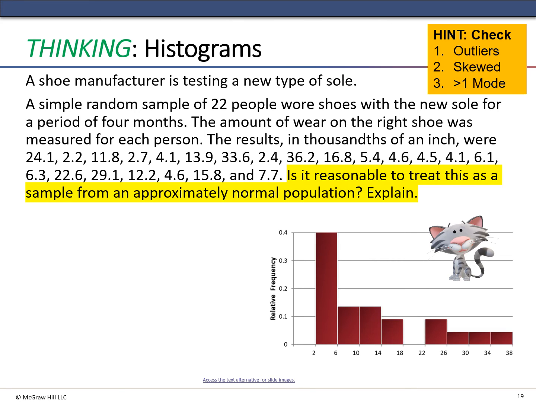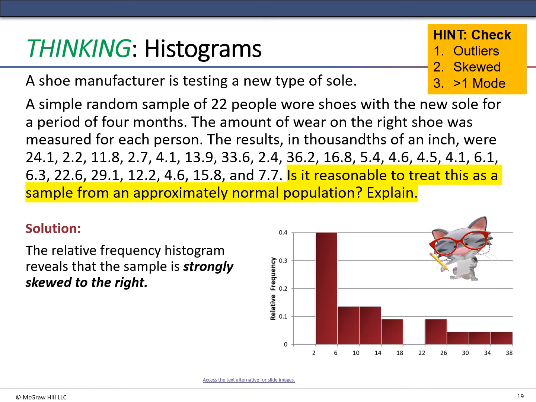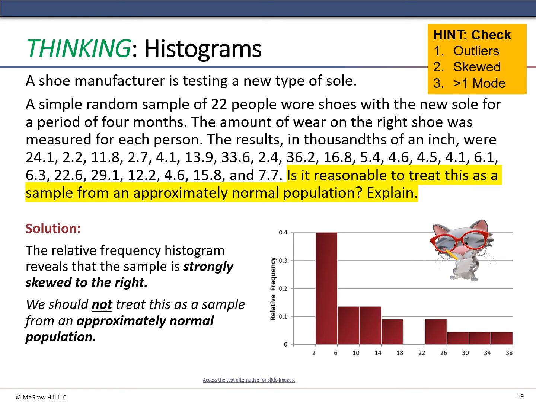This one's quite obvious here. You can see immediately this is a shoe manufacturer testing a new type of sole. You can immediately see the data is really skewed to the right. So there's not much reason to go any further. So we would not treat this sample as from an approximately normal population.